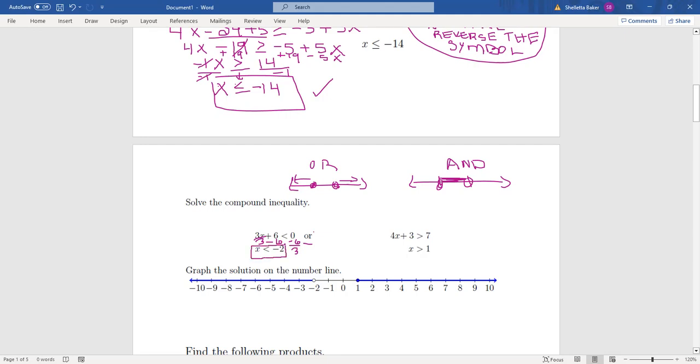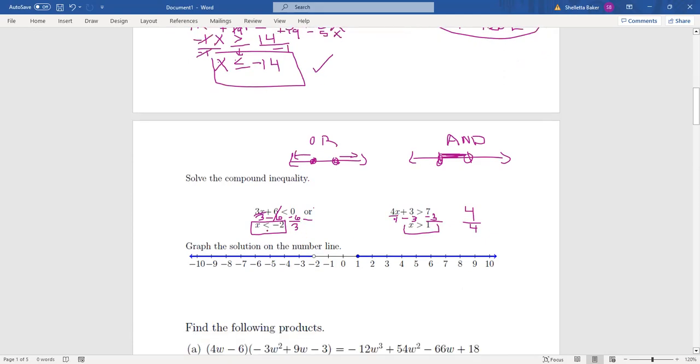So we'll get x less than negative 2. So subtract 6 from both sides, we'll get negative 6, and then we divide that by 3 to get x less than negative 2. On the right side, we subtract 3 from both sides. So 7 minus 3 would give us 4, and then we divide that 4 by 4, and we'll get x greater than 1. So here are our 2 values we want to plot on our number line.